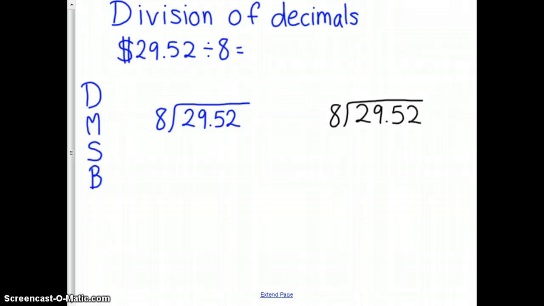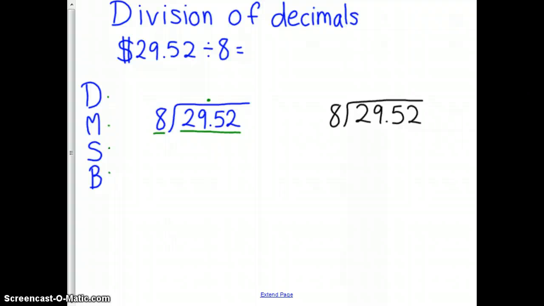So let's say that something costs $29.52 and 8 people are going to pay for it. So we would need to do $29.52 divided by 8. We're going to first do this using the traditional method: divide, multiply, subtract, bring down. I can put my decimal point up here at the top because it's going to end up in the same spot in our answer that it is in the dividend.